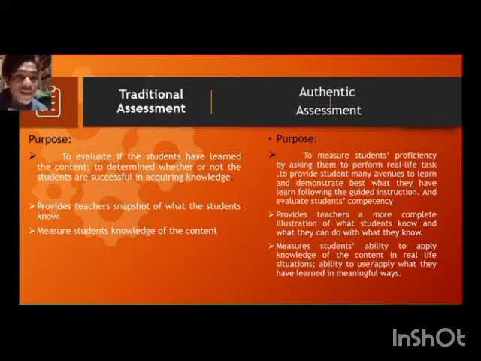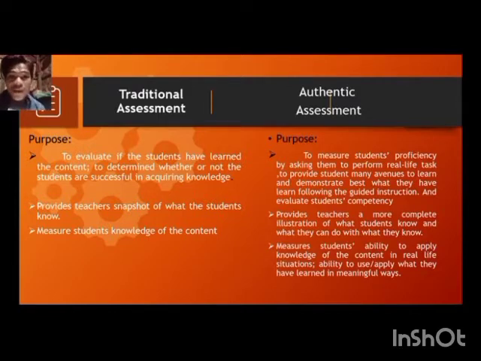While the authentic assessment is to provide teachers a more complete illustration of what students know and what they can do with what they know. It provides the teachers a more complete illustration kung ang mga nahibawan ba sa bata gigamit niya sa katong pagbuhat nila og task. If they really acquire their skills in doing a certain task.